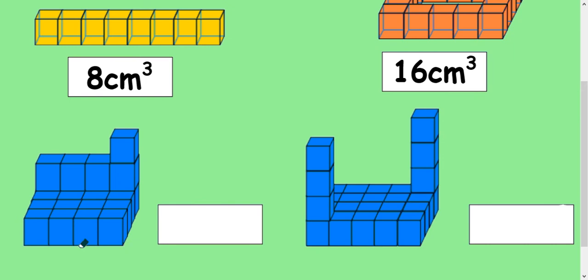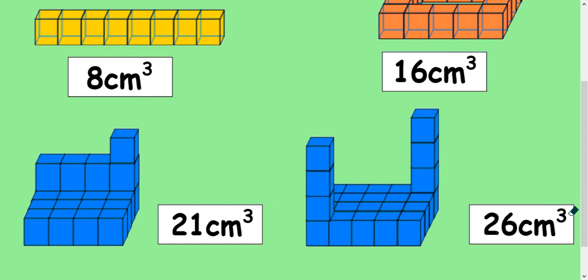Okay, a few harder ones. So we've got a bottom layer here of 1, 2, 3, 4, and another 4. So that would make 16 in the bottom. 17, 18, 19, 20, 21 centimetres cubed would be the volume of that shape. Again, on this side, we'll do the bottom first. 1, 2, 3, 4, 5. And 1, 2, 3, 4. So it's 4 rows of 5. So that'd be 20. And then 1, 2, 3, 4, 5, 6. 26 centimetres cubed.